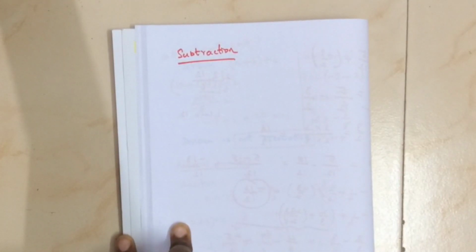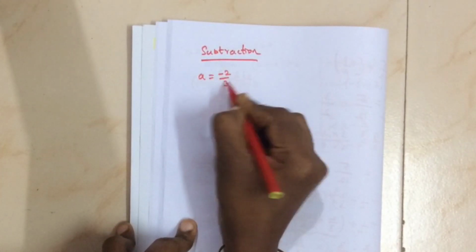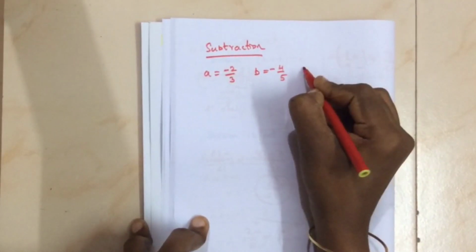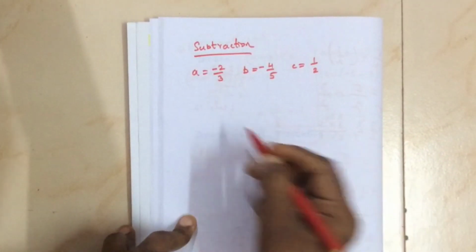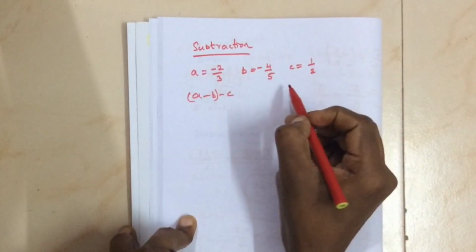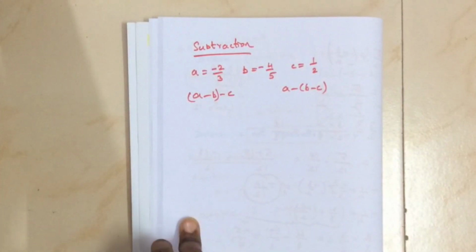For subtraction, we have to take any three numbers. Let me take A as minus 2 by 3, B as minus 4 by 5 and C as 1 by 2. So first what I have to check is whether A minus B minus C is equal to A minus of B minus C.